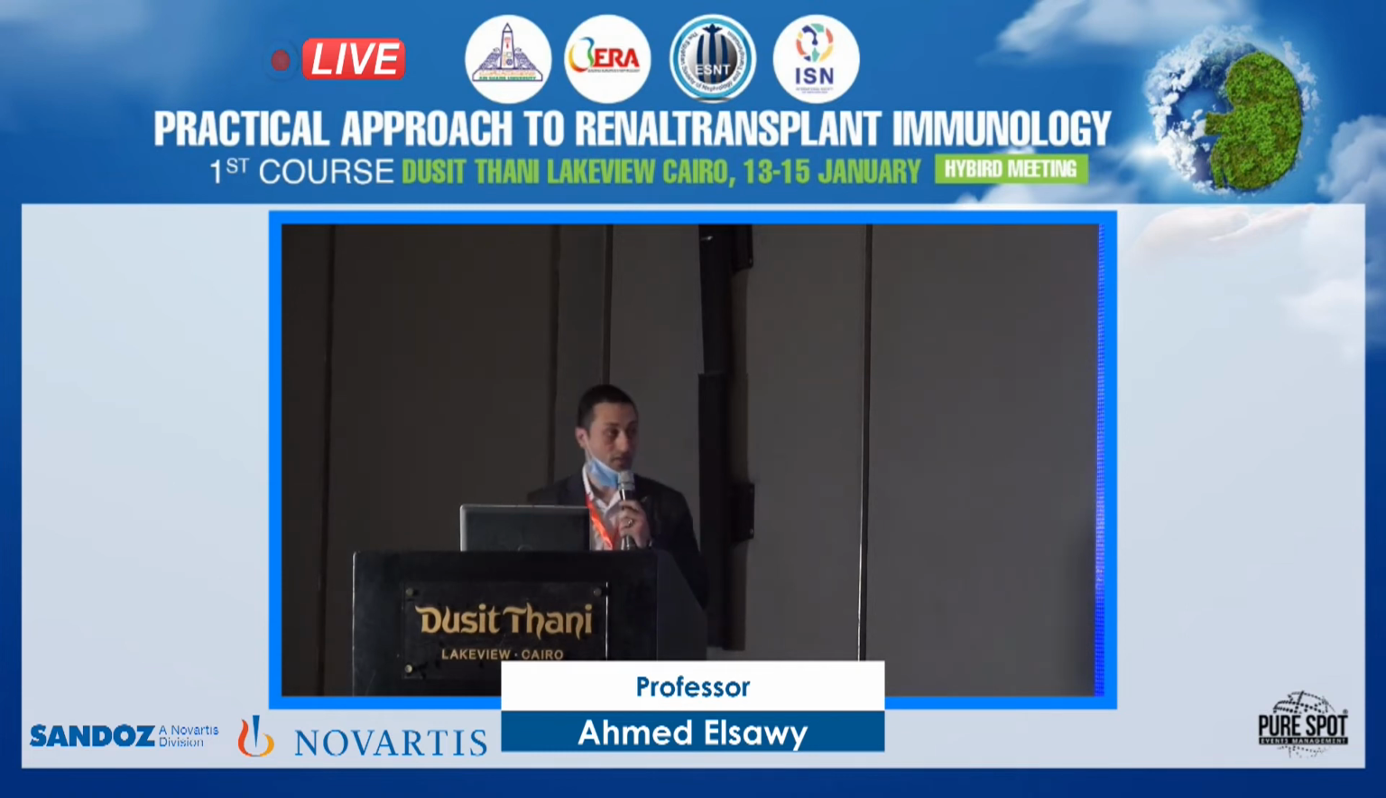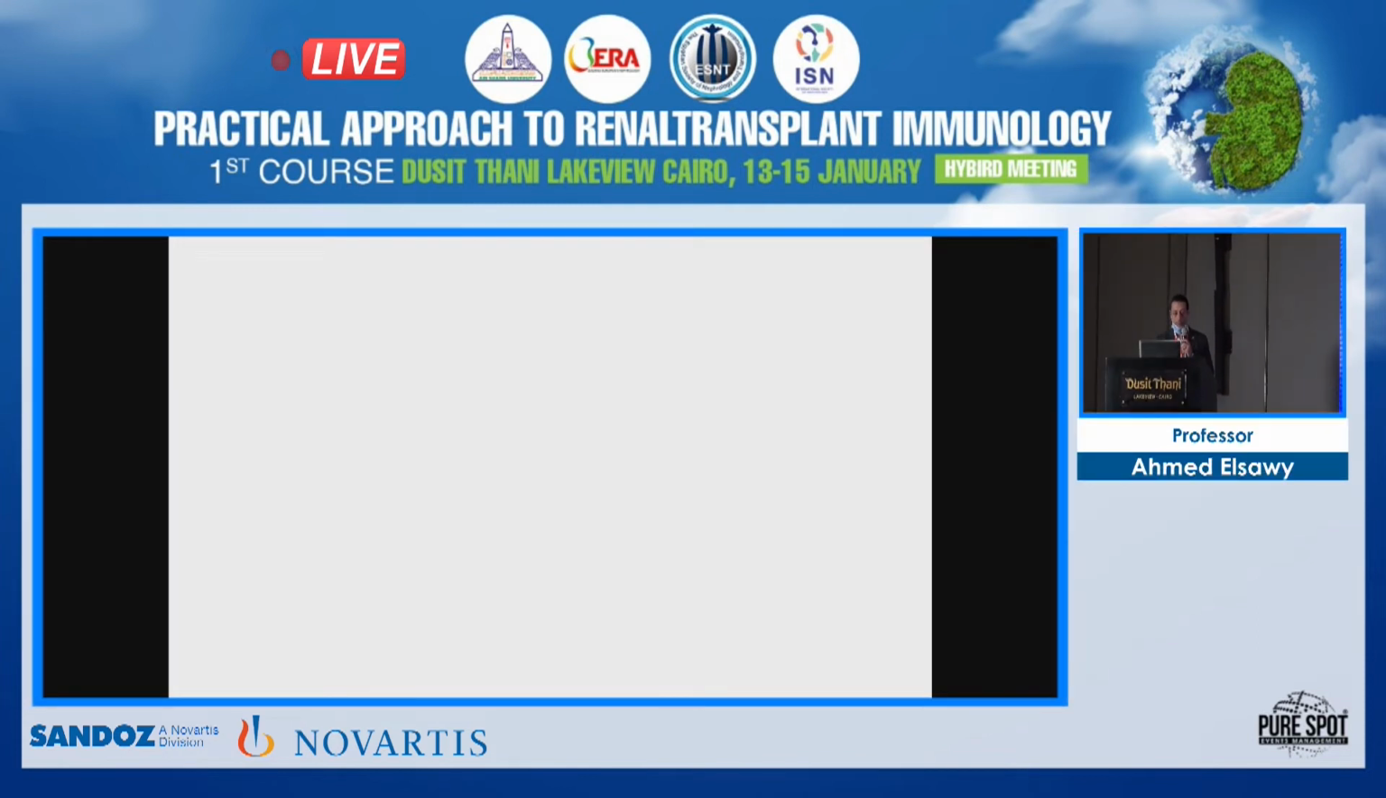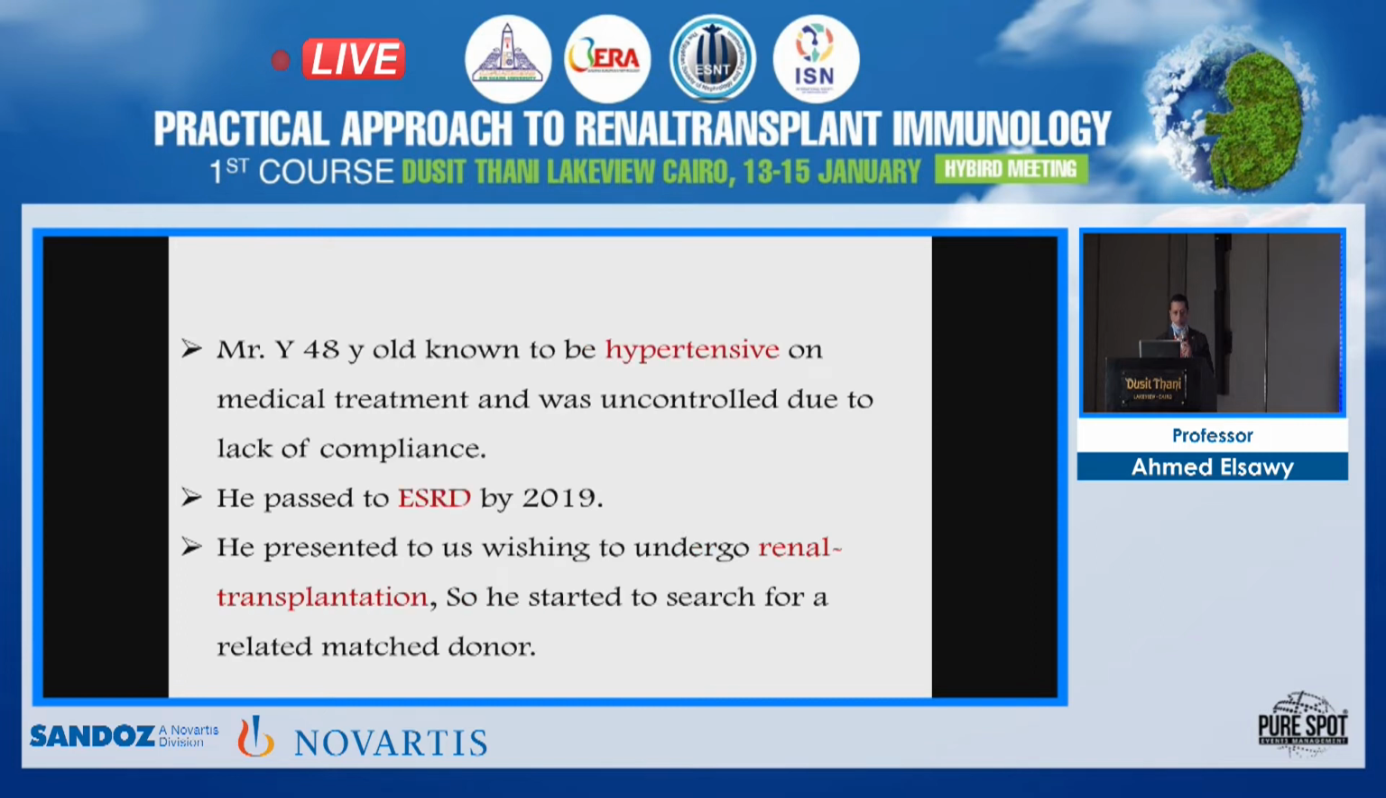I will present this case. Mr. Y, 48 years old, known to be hypertensive, on medical treatment, uncontrolled due to lack of compliance. He passed to end-stage renal disease by 2019. He presented to us wishing to undergo renal transplantation, so he started to search for a related matched donor.